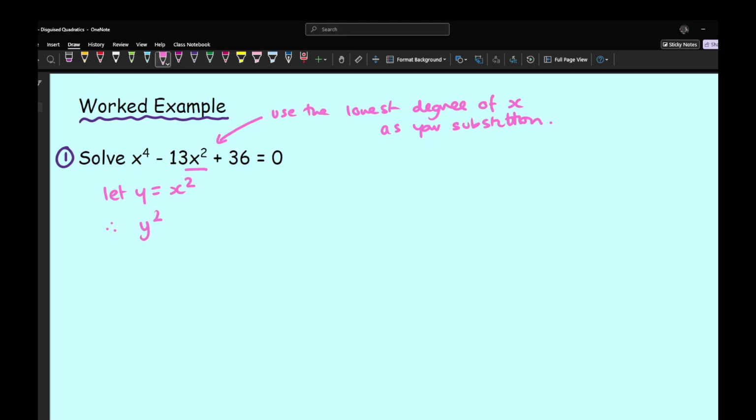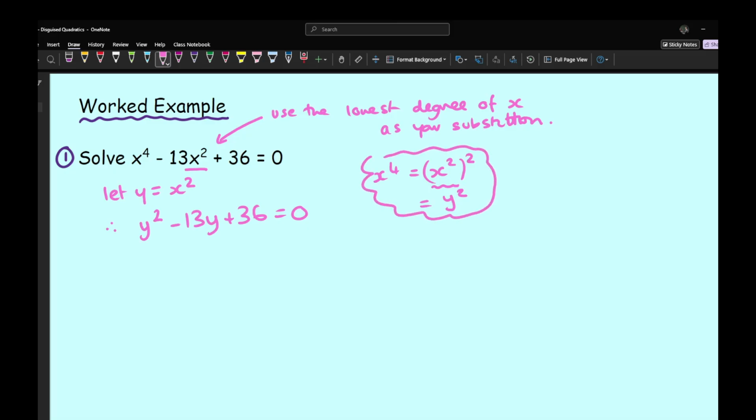then what this becomes is y² - 13y + 36 = 0. Now the reason why it's y² is because x⁴ is the same as (x²)², and what's in the bracket is equal to y, so therefore it's y². So let's just stick that in a bubble. So then return back to our quadratic.